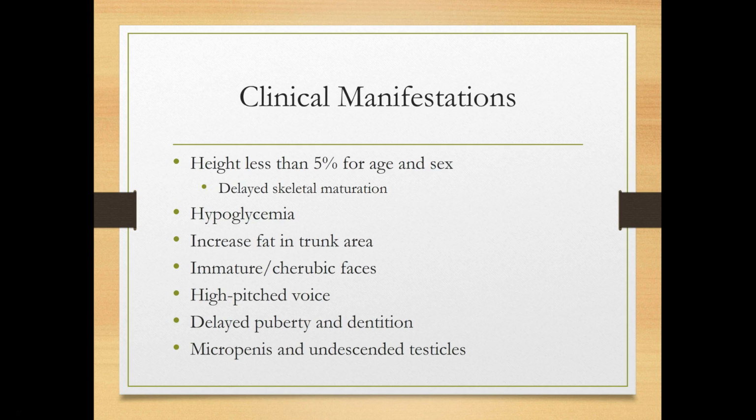Clinical manifestations, again, they're going to be small. They're not going to be very tall. They may have hypoglycemia. They may have increased fat in the trunk area. They may have a high-pitched voice. They're certainly going to have delayed puberty. They may have a micropenis or undescended testicles for males.